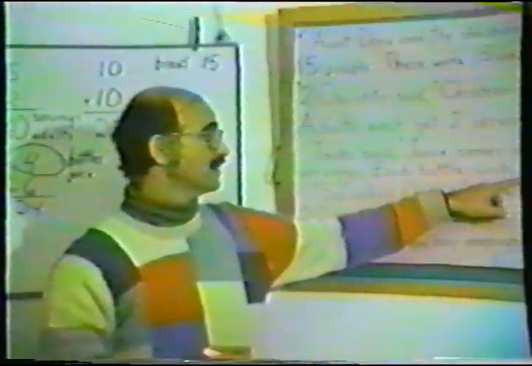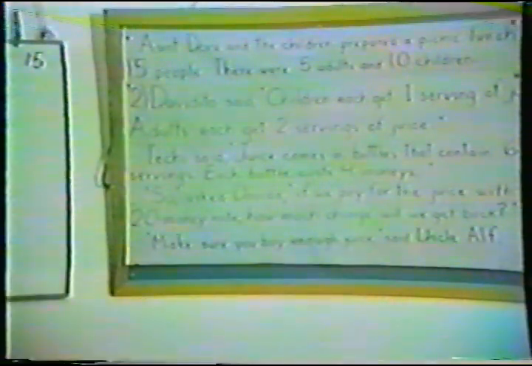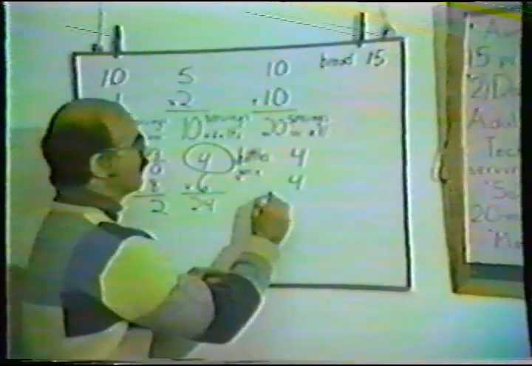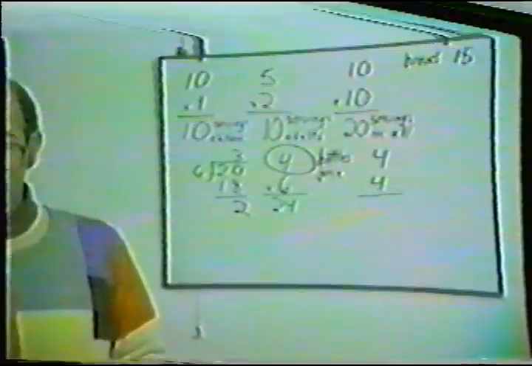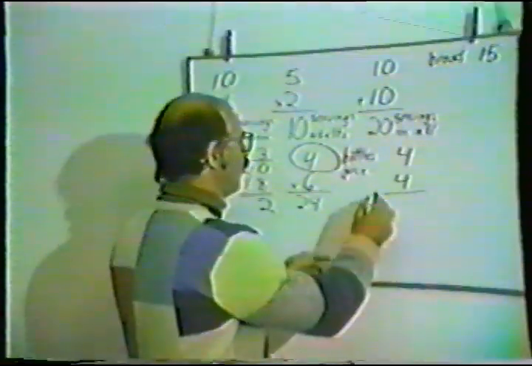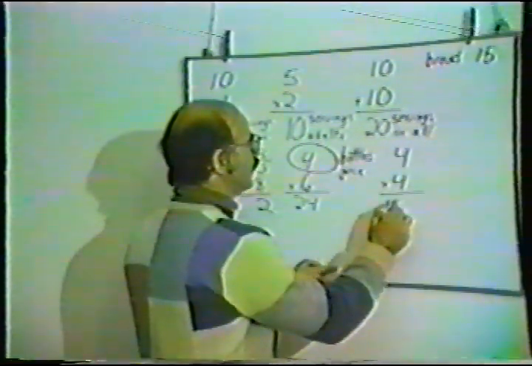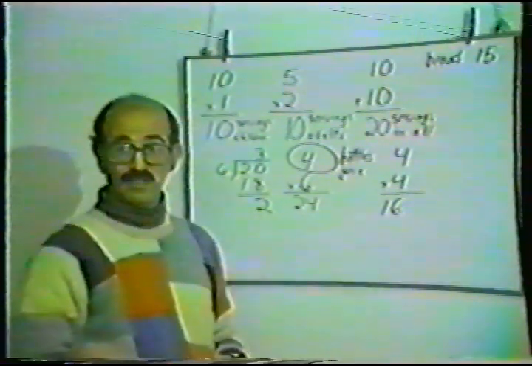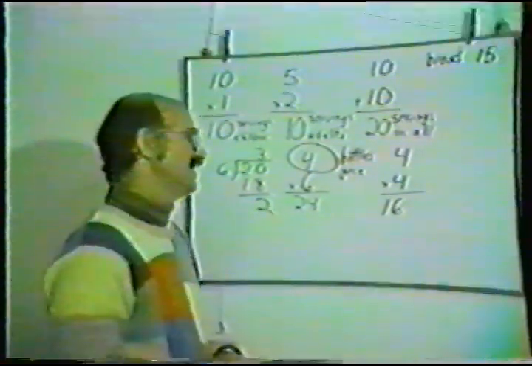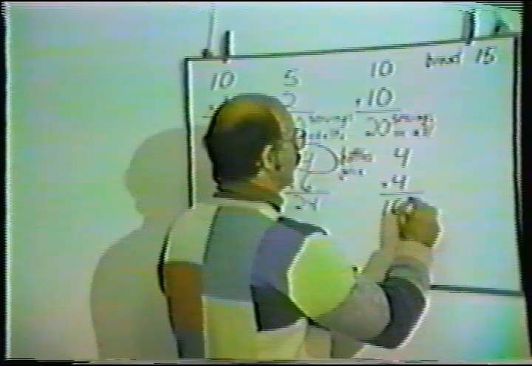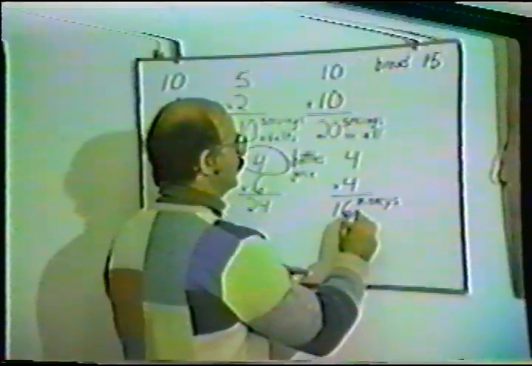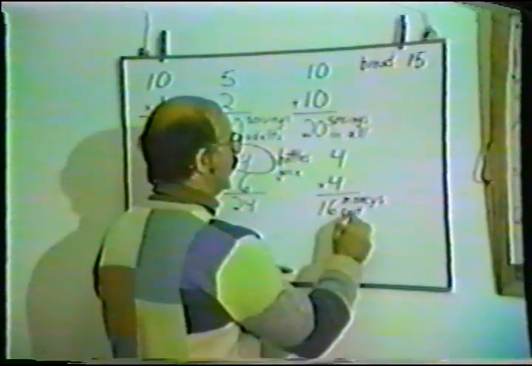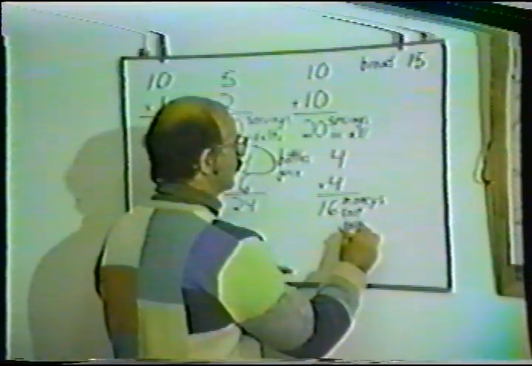Each bottle costs 4 monies. 4 bottles, 4 monies for each bottle. What do we do with those two numbers? Multiply. 4 times 4 is 16. 16 what? Monies. And those monies are what? How much we paid for juice. The cost of the juice.